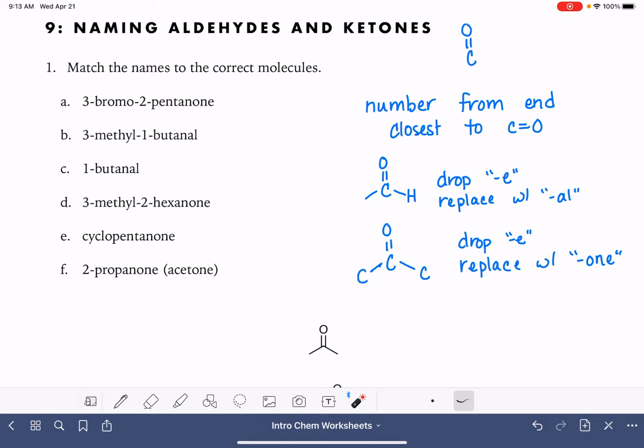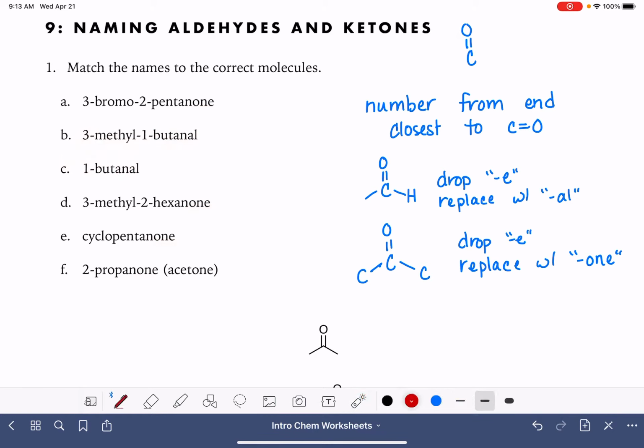So let's take a look at these names and these molecules and let's try to match them up. The first one that we're looking at here down on the bottom, this is a ketone. I know it's a ketone because there's carbons on either side. So when we're looking for the correct name, we're going to look for one that ends in -one. So it could be this molecule or this one or this one or this one. These are all ketones, so it's not these guys right here. So we've got it narrowed down to 4 choices.